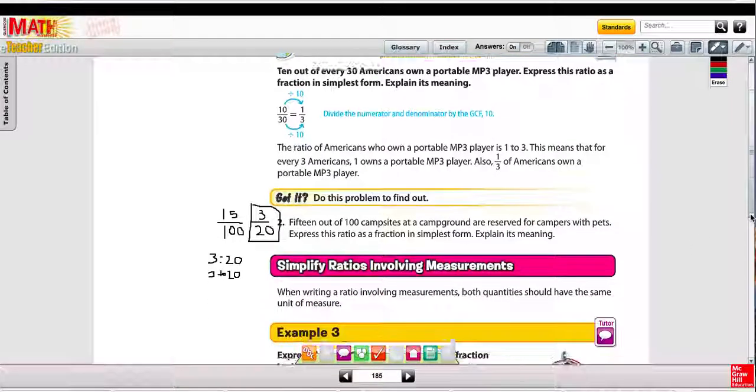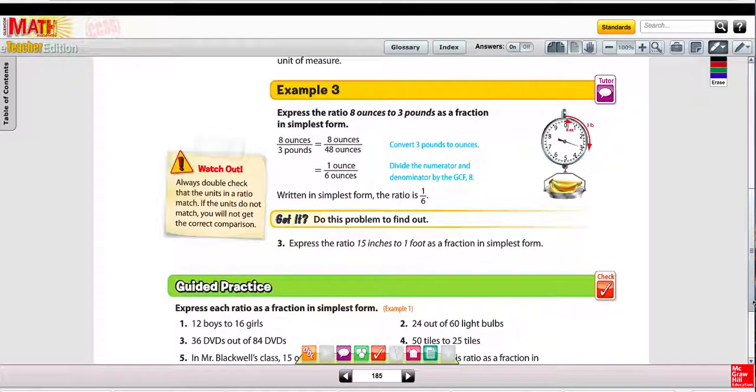At the bottom of page 185, we're looking at example 3, and it says to express the ratios as a fraction in simplest form. This time we have to pay attention to the labels on the ratio. In this case, 8 ounces to 3 pounds. We're going to convert to the same unit and then reduce.